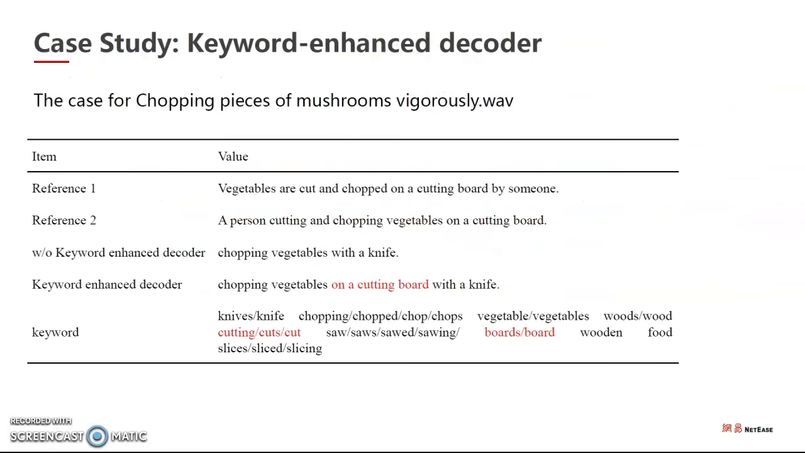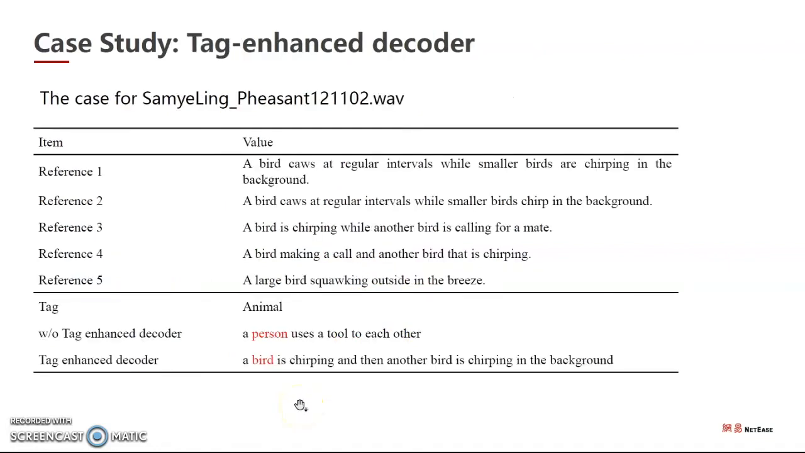Here is an example of using the keyword-enhanced decoder. We can see that most of the keywords we selected appeared in the reference, and the keyword-enhanced decoder can make the captions more specific and closer to the caption written manually. Besides, here is an example of using the tag-enhanced decoder. Guided by the tag animal, a caption about a bird can be generated. Without this strategy, the generated captions are far from the reference caption. This case indicates that the tag-enhanced decoder can keep the generated caption within a reasonable space when the tag is accurate.